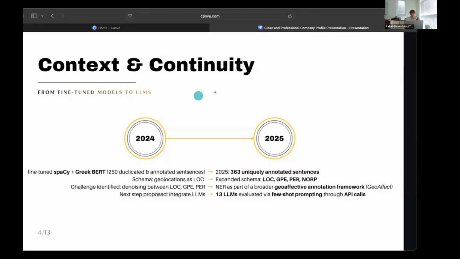The schema is called GeoEffect, and it's designed to capture geolocations, to perform spatial analysis, and capture the emotions related with the geolocations and persons. We evaluated 30 LLMs via few-shot prompting, and we created a gold set of 363 annotated sentences.